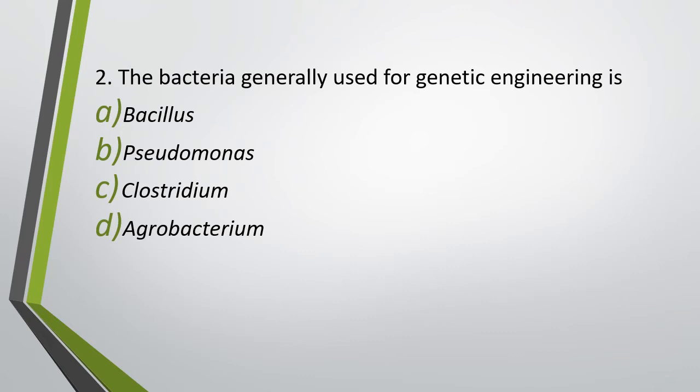Question number 2. The bacteria generally used for genetic engineering is Bacillus, Pseudomonas, Clostridium, Agrobacterium. The correct answer is option D, Agrobacterium. And what is the full name of Agrobacterium? Agrobacterium tumefaciens.